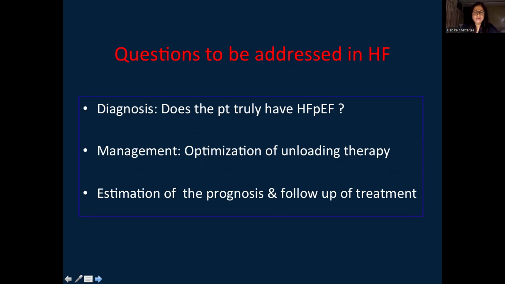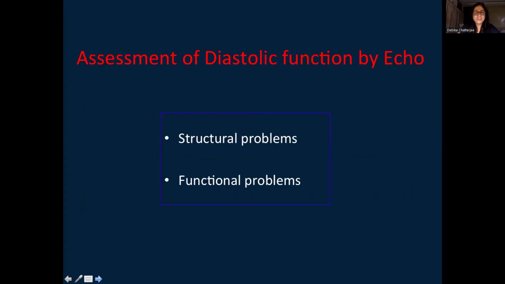We start thinking about these questions. First of all, does this patient truly have HFpEF, or is the heart failure due to some other cause? Well, if the patient has HFpEF, how are we going to manage, how are we going to optimize the unloading therapy, and also what is the prognosis of the patient, and how am I going to follow up the treatment? Well, all these questions can be answered by assessing the diastolic function of the patient by echocardiography.